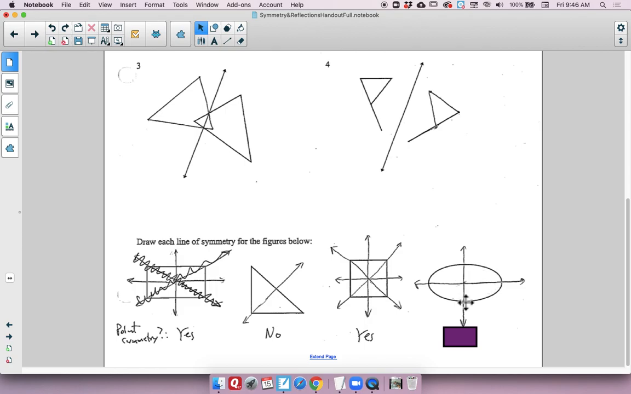So with the oval, there definitely is 2 lines of symmetry here. You can see that if you folded it across the horizontal line of symmetry, it would fall onto itself. Same thing with the vertical, it would flip over.